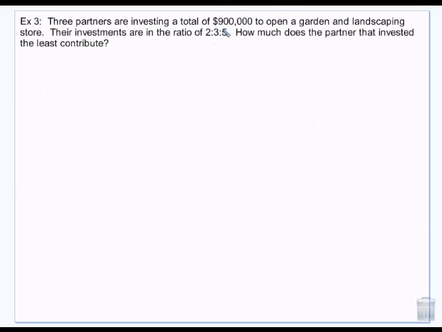We have $900,000 to open a garden and landscaping store. Their investments are on this ratio of 2 to 3 to 5. Okay, so how much does the partner that invested the least contribute? Boom. Whenever you see this, this becomes 2x, this becomes 3x, and this becomes 5x. That's how we deal with these ratios.